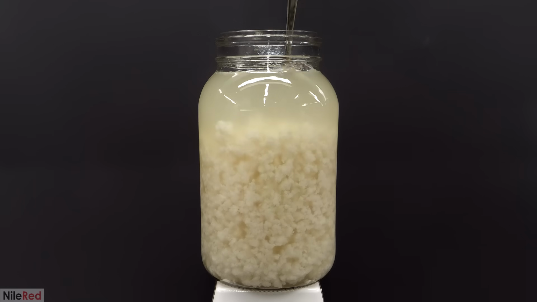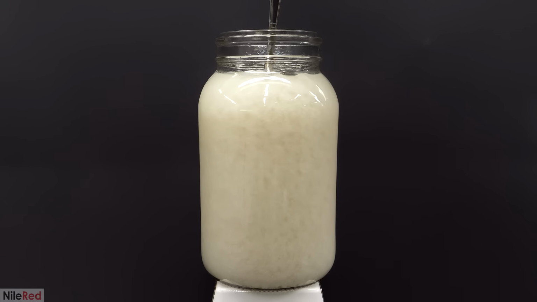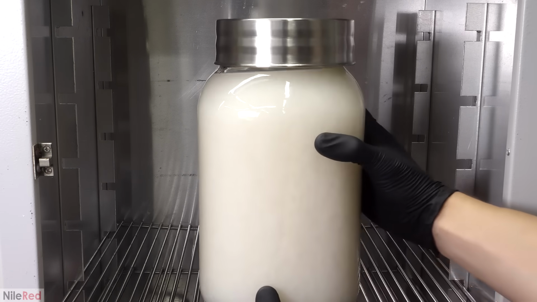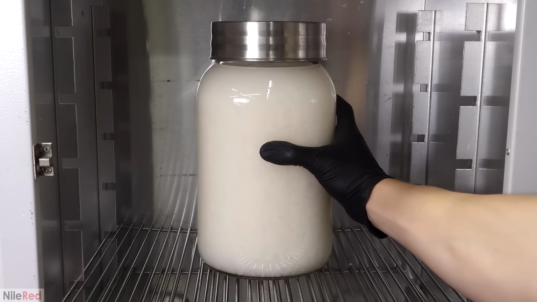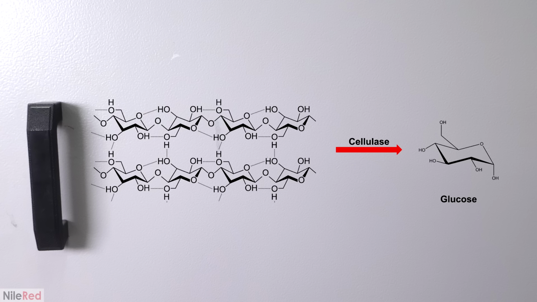When it was all in there, I mixed it around as thoroughly as I could, and I loosely covered the top. I then took this whole thing and I put it into an oven that was set just slightly above 50°C. This was the optimal temperature that this cellulase worked at, and I had to leave it in there for 2 days. Over this time, the enzyme should be attacking the cellulose and slowly turning it into glucose.